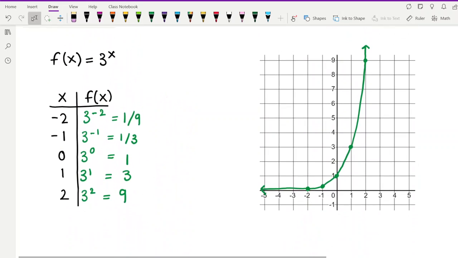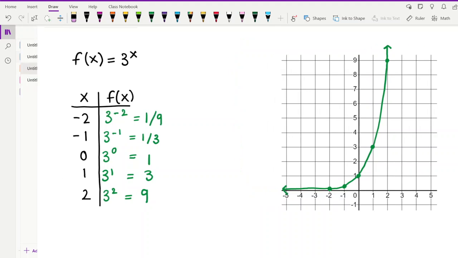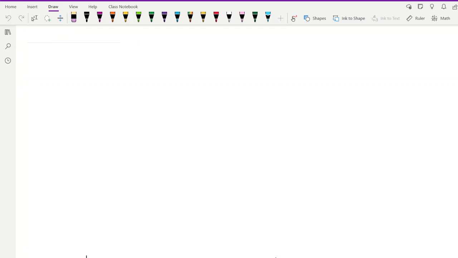So what about the range? Well, the range is going to cover everything from 0 upward, right? If we look at this graph, it starts at 0, and then it just keeps going up and up. Now, the range is not going to include 0, right? Because we know that this graph is never actually going to touch a y value of 0. And so let me go to this other page and start to write this stuff down.